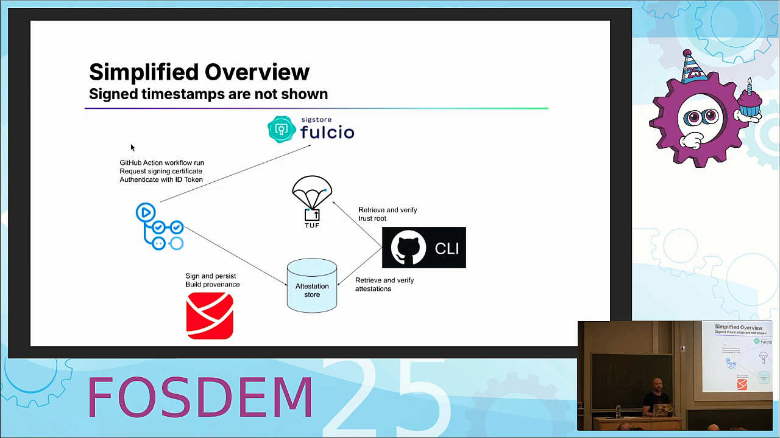Then clients can, via The Update Framework, get the latest version of the trust root, and fetch whatever attestation they would like, because they might have a file, compute its digest, and query our store. They will get all the matching attestations for that and then run whatever verification they would like. In this case it doesn't have to be the GitHub client; it could be Cosign, or basically any Sigstore client will work here.